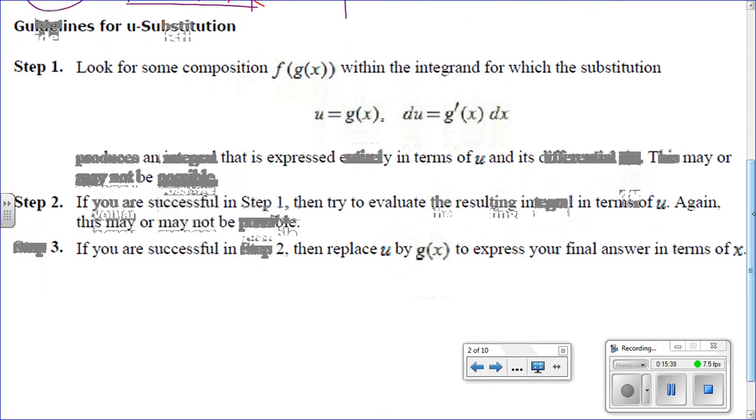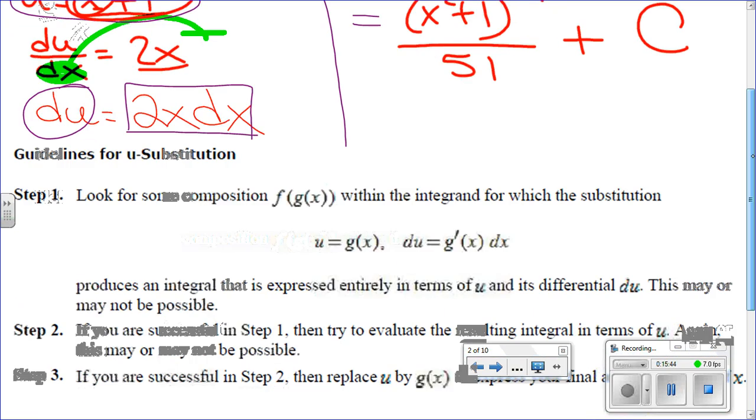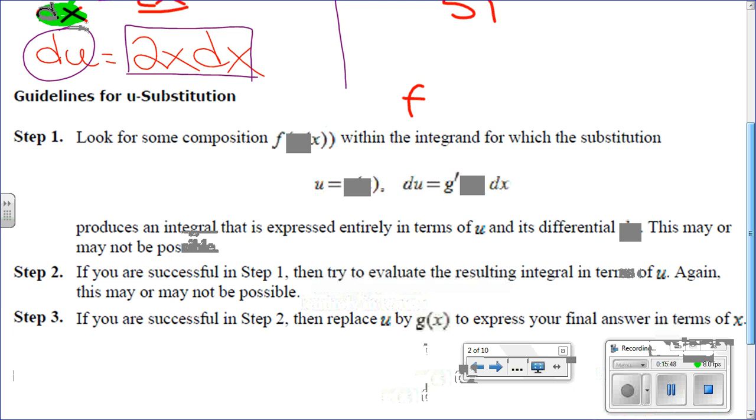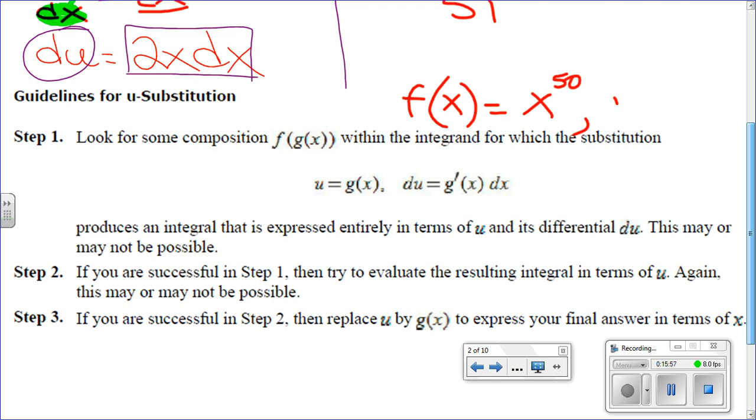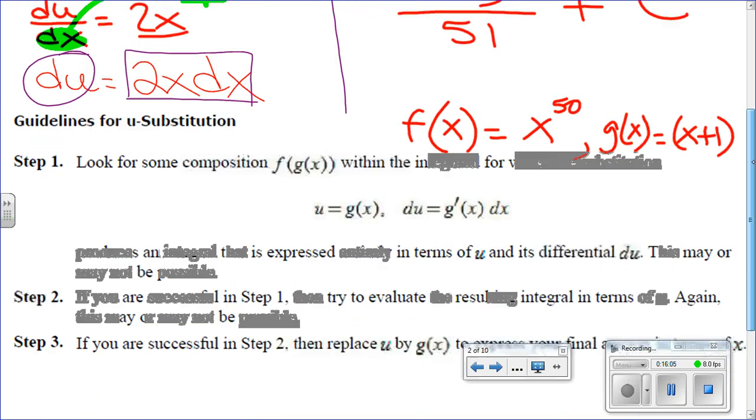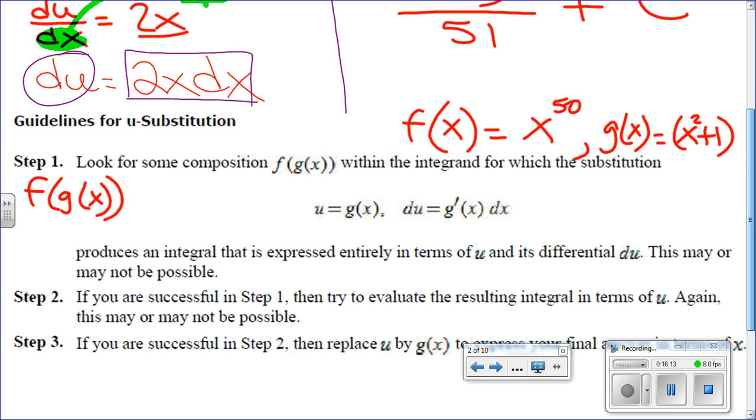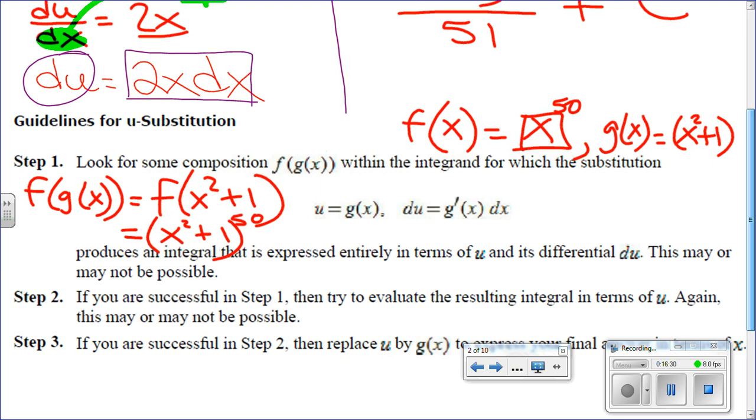So step one, look for some composition, f of g of x. In this case, one of the functions was x to the power 50, and then g of x was x squared plus 1. So f of g of x is f of x squared plus 1, and if we substitute that in here, we get x squared plus 1 to the power 50. So that's why that is a function composition. So you look for some composition, and then you assign one of those to be u.